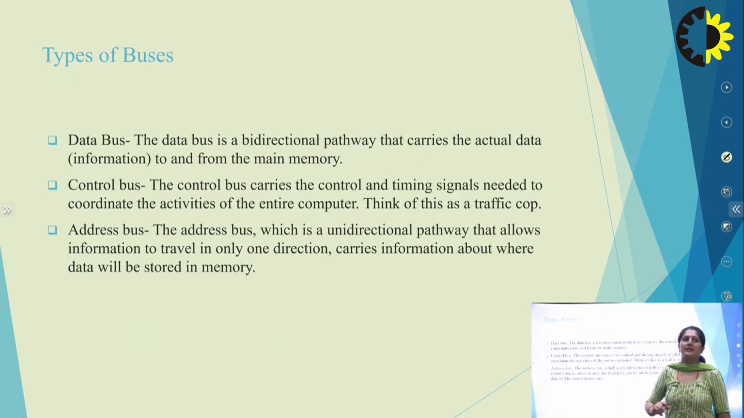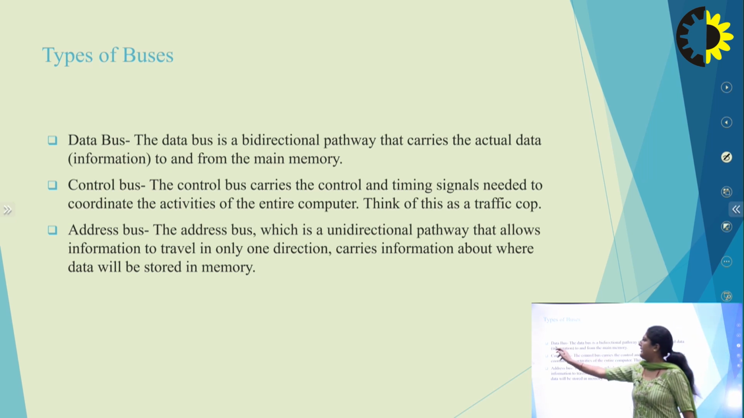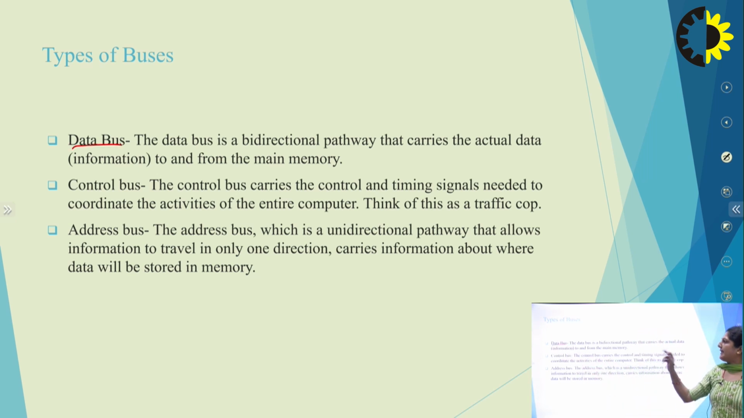So the data bus. As we say the word data, what do you mean by data? The data bus is a bidirectional pathway that carries the actual data or information to and from the memory. So its work is to transmit the data from one device to another.